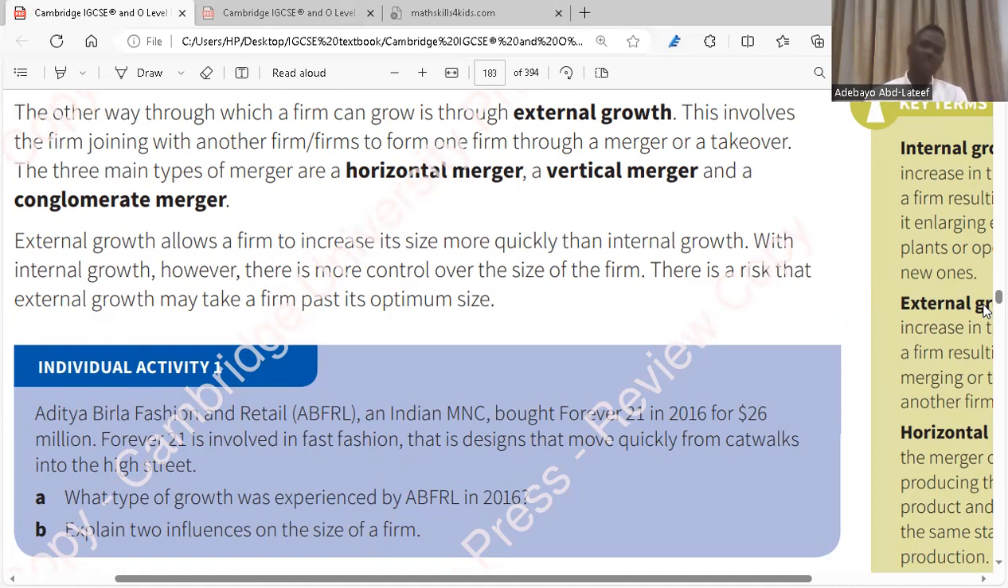When we talk about merger, merger means two firms coming together to become one. They could do it because they are at the same level of production. That means a firm in the primary sector merging with a firm in the primary sector, or a school merging with another school. Same industry. That is horizontal integration. Vertical integration means that firms in the same industry are merging, but they are not in the same stage of production. They are in the same industry, but in different stages of production, like primary and secondary.